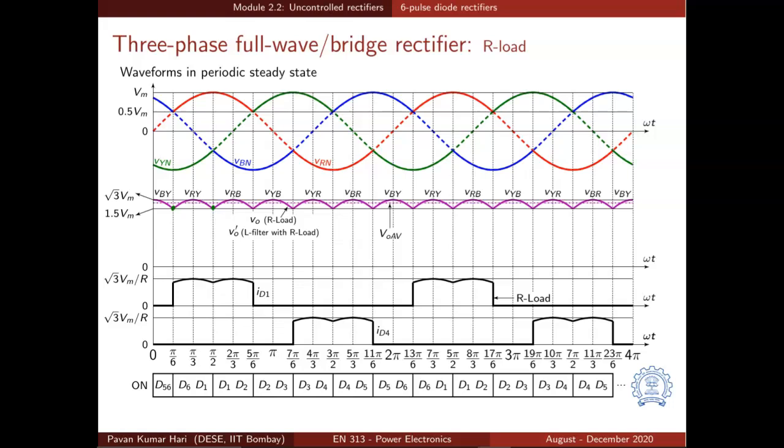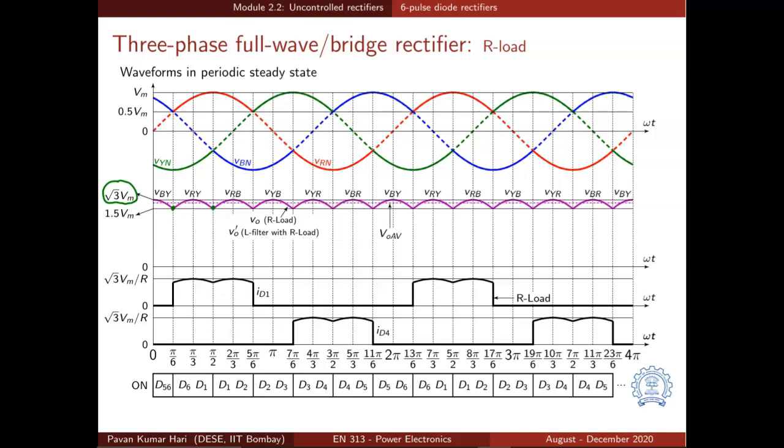And what is the maximum value of output voltage? It is √3 times Vm. That is important to note. Vm is the peak of phase voltage. Since the output voltage contains pulses from line to line voltage, maximum value of output voltage is the maximum of line to line voltage, which is √3 times the phase voltage.